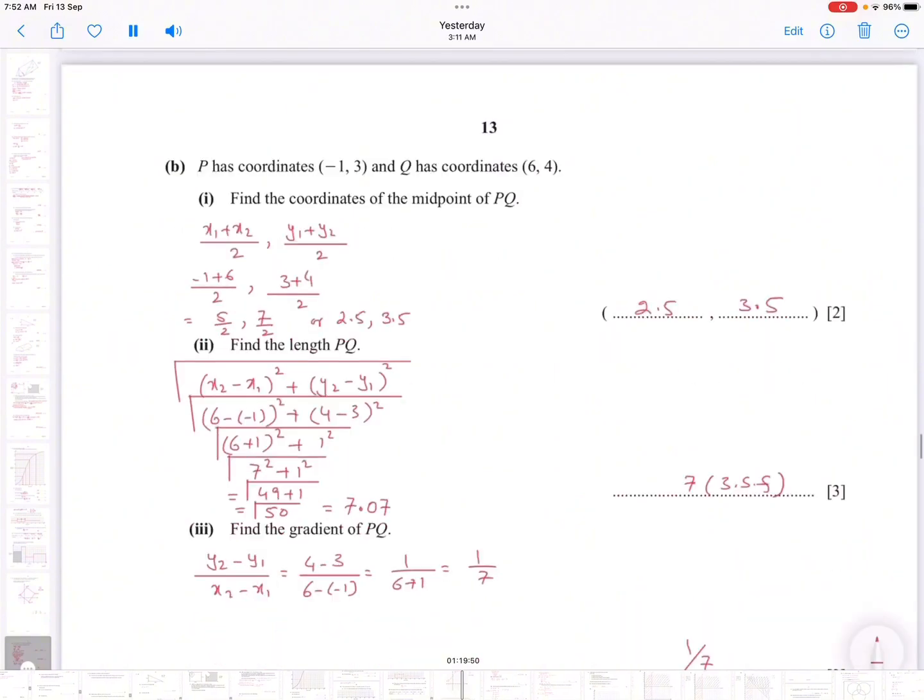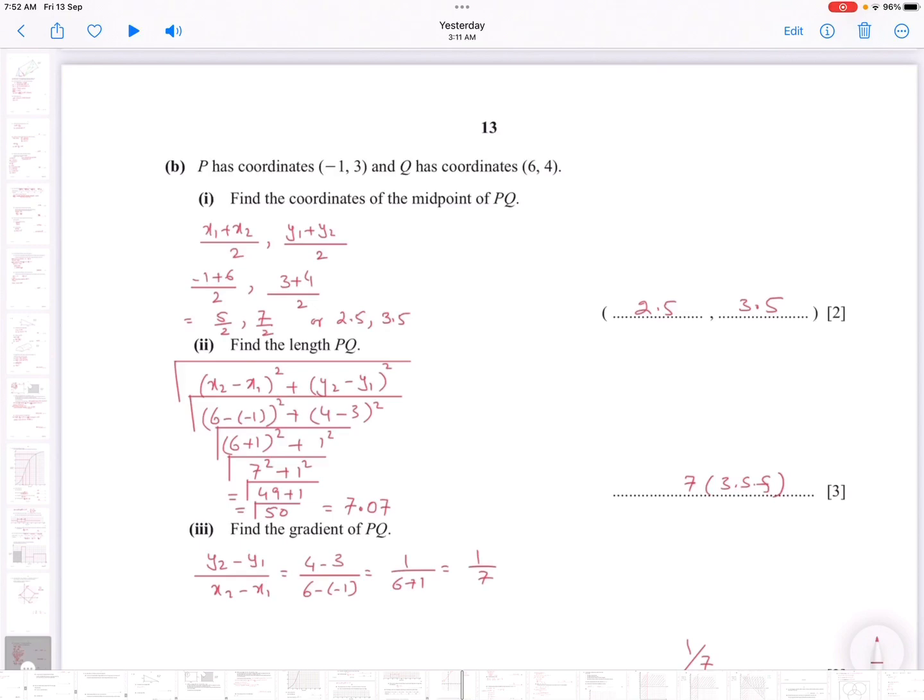Alright, our next question is pretty simple. I have done it for you. You can just take a look at it. P has coordinates -1, 3. Q has coordinates 6, 4. Find the coordinates of the midpoint of PQ.